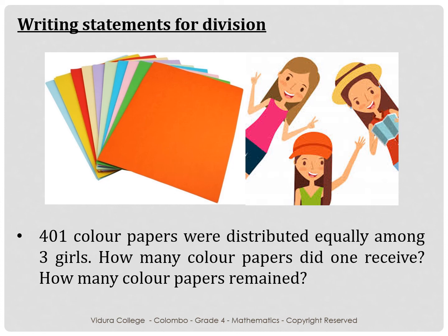Children, let's write down the statements for division. My first question is, 401 color papers were distributed equally among 3 girls. Now I'm going to ask from you, how many color papers did one receive and how many color papers remained?